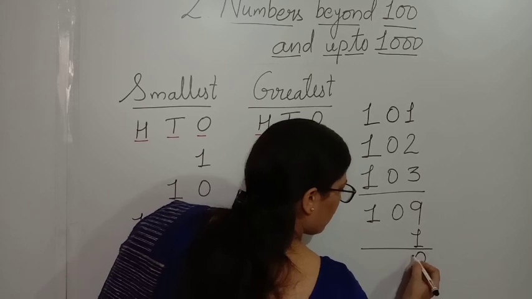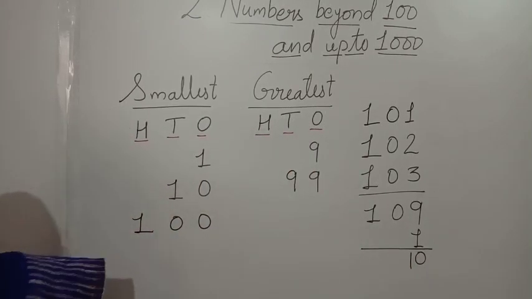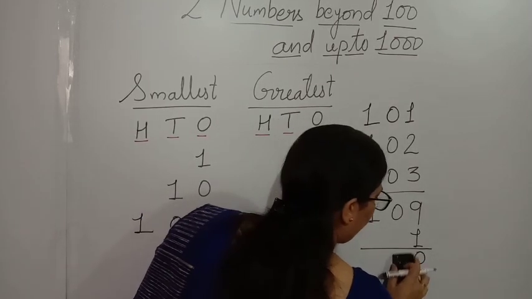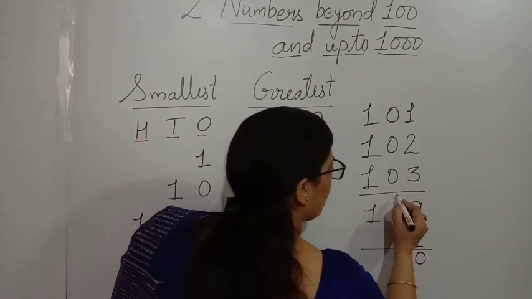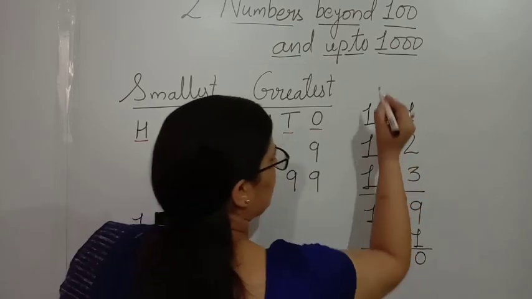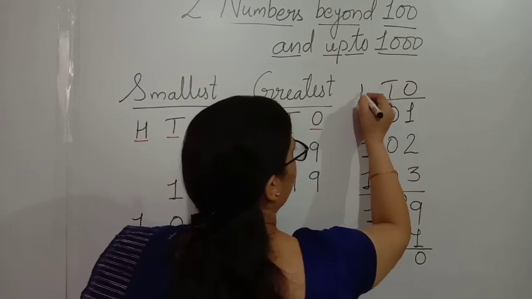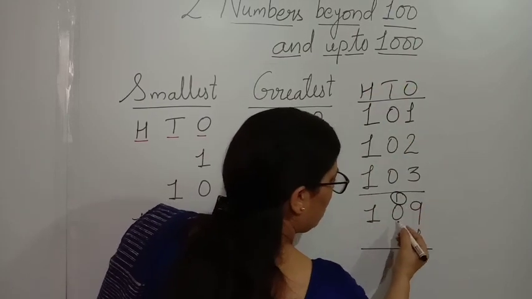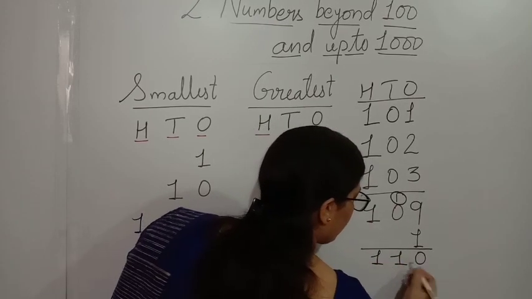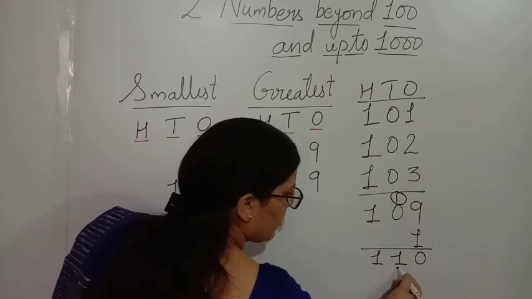So here what happens? Each place should have 1 digit. So this digit is carried to another place, that is the tens place. So 1 plus 0 will be 1. Bring down this 1. Now what is the number? We can write this number as 110. After 9 it is 10.